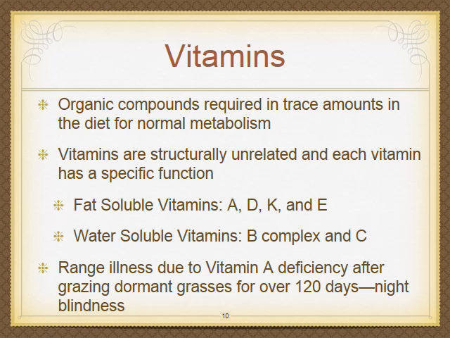So there's a range illness due to vitamin A deficiency after ruminants graze dormant grasses for over 120 days. And this is over 120 days of severe drought. And animals can actually be subjected to night blindness. So that's one of the possible negative effects of having a vitamin A deficiency, is that the animals can become vision impaired.